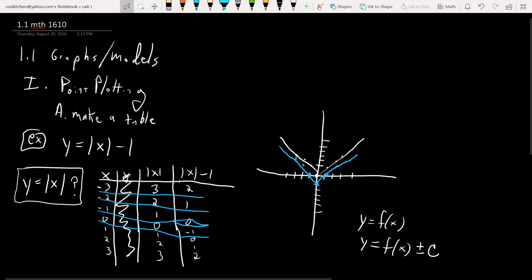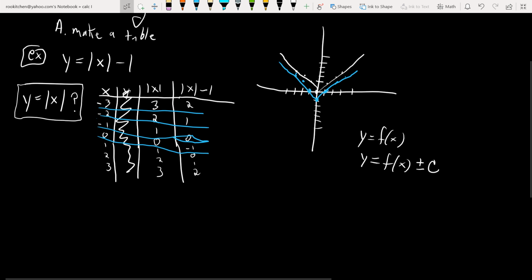Maybe you didn't even know what the absolute value function looked like. You could have used point plotting to figure that out kind of quickly, maybe even quicker than you could open up your laptop and go on to Desmos, right? Okay. So anyways, let's carry on then.